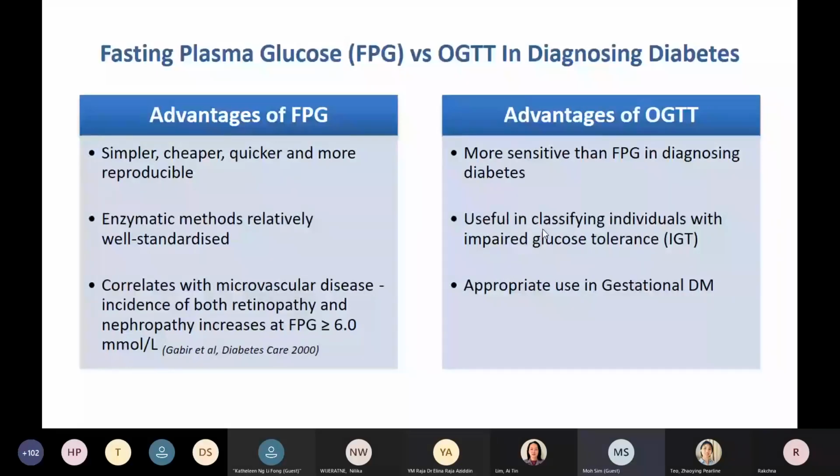Conversely, the oral glucose tolerance test, which is a little bit more laborious for the patient to perform, does have certain advantages. It is much more sensitive than fasting plasma glucose in diagnosing diabetes. It is useful in classifying individuals with impaired glucose tolerance or prediabetes states. And it is the test if you're trying to make a diagnosis of gestational diabetes mellitus.